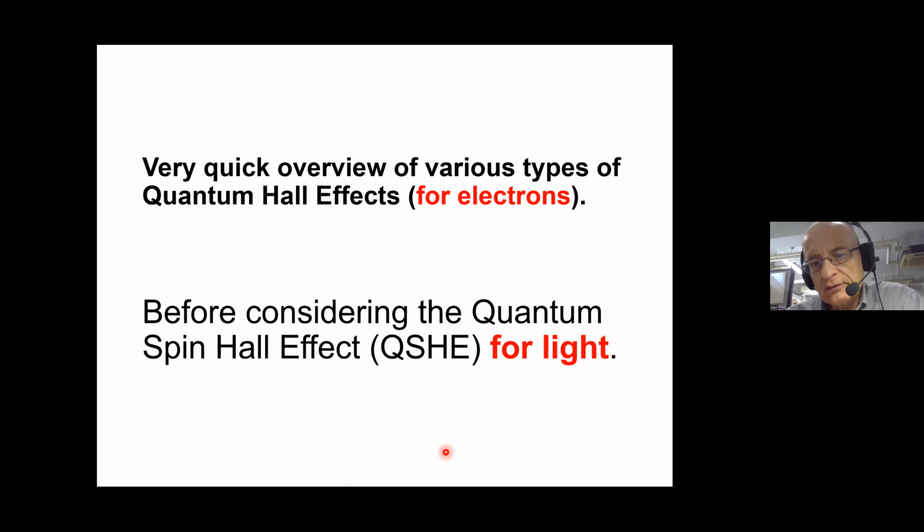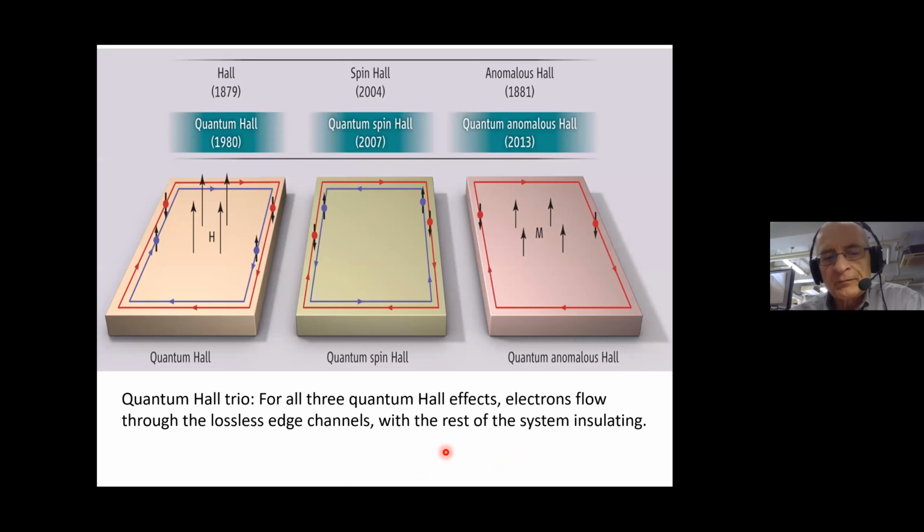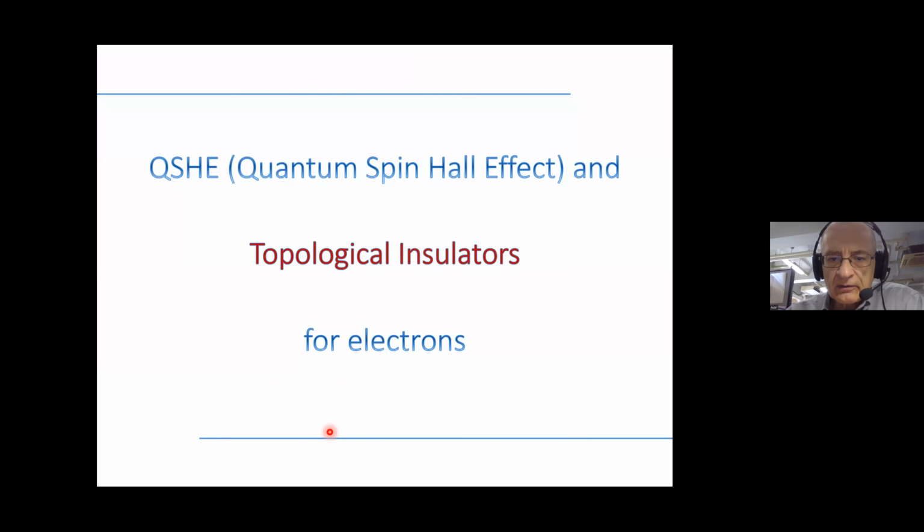So let's start with a brief overview of the electrons and then go quickly to the light part. On the electrons, in the quantum Hall effect, you have spin up and spin down edge states moving in the same direction. In the quantum spin Hall effect, they're moving in opposite directions, and the field is zero in the middle. So for all of these, electrons flow through the edge, and the rest is insulating. So that's for electrons.